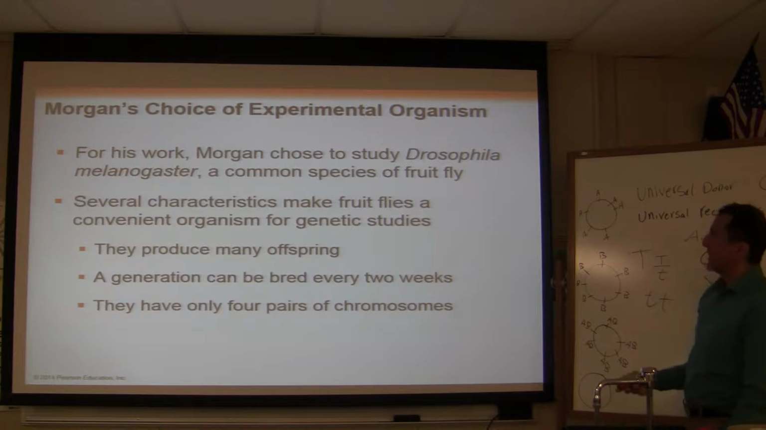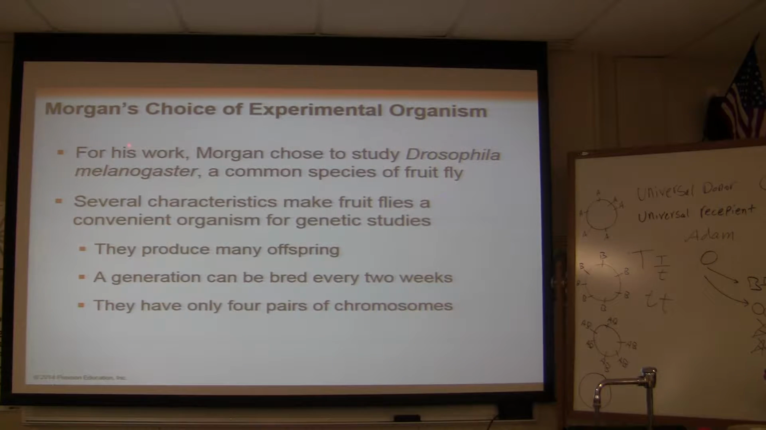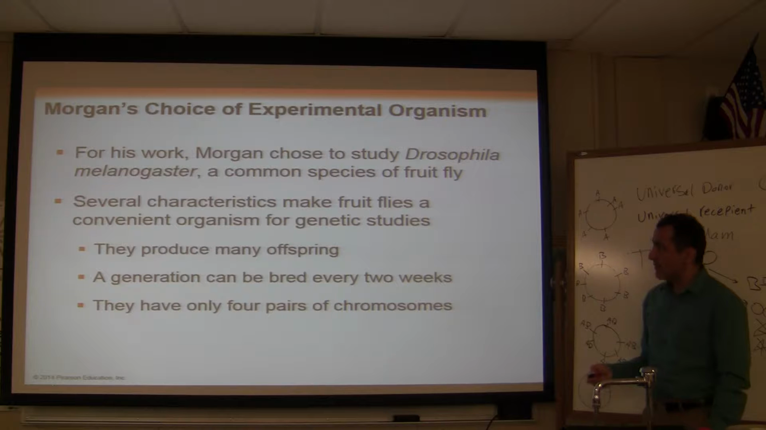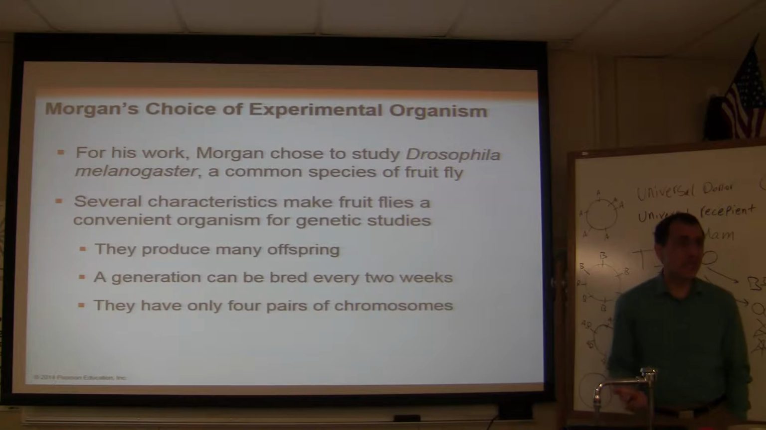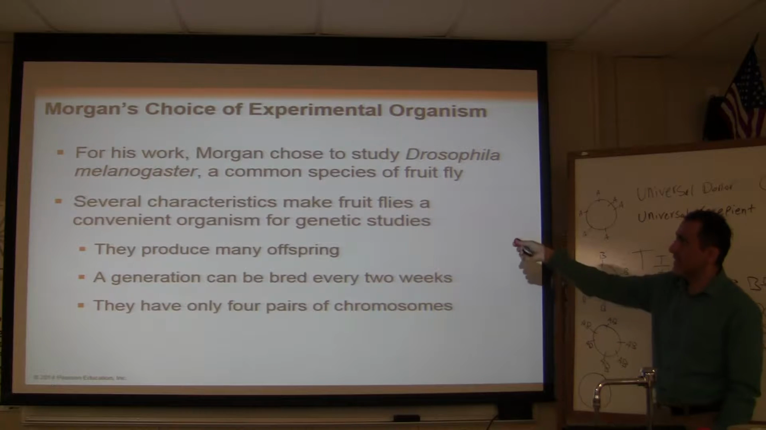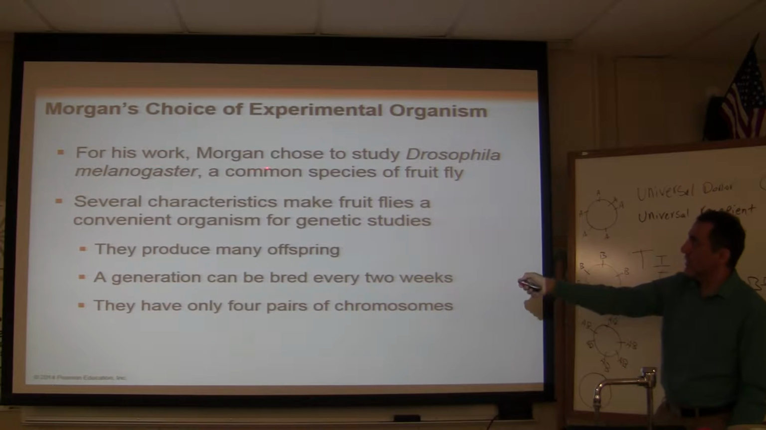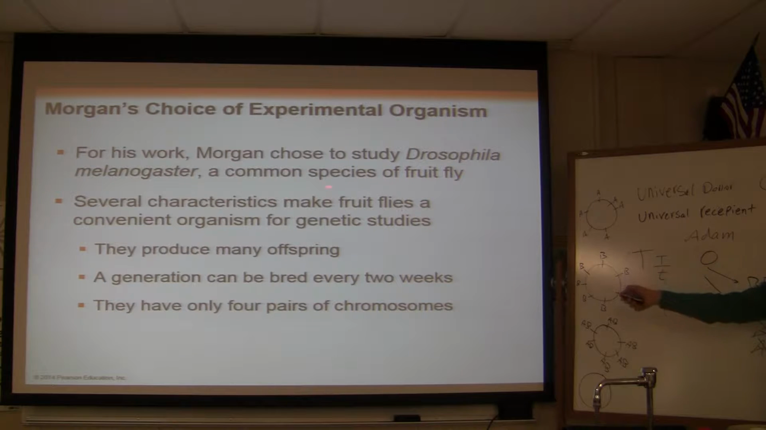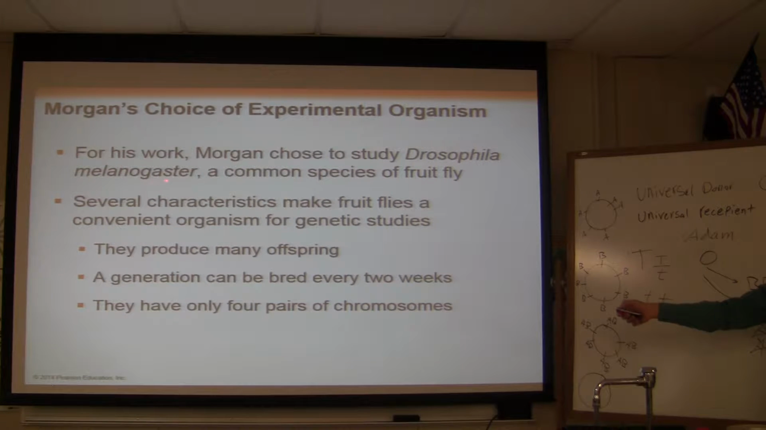Okay, Morgan's choice of experimental organism. Morgan was a scientist who, after Mendel, came up with a lot of nice findings. Whatever we know of genetics today, first was Mendel, and after that was Morgan. What Morgan chose to study was Drosophila melanogaster. It's a type of fruit fly. Several characteristics made the fruit fly a convenient organism for genetic studies. We already talked about that.